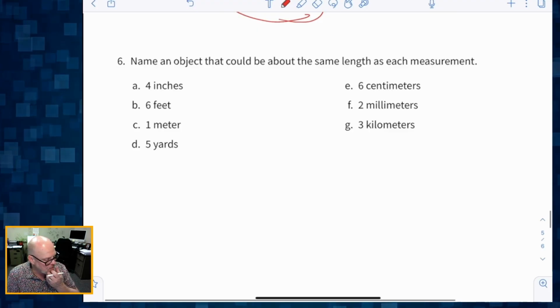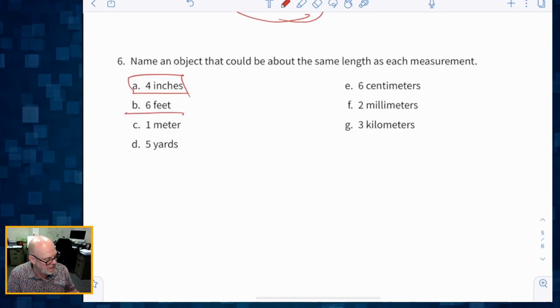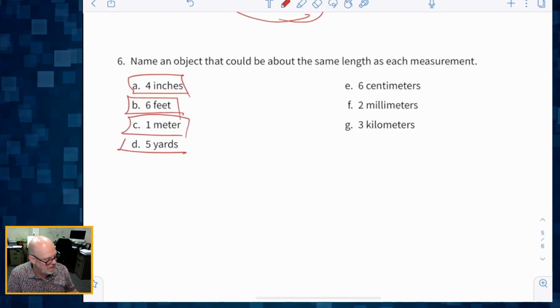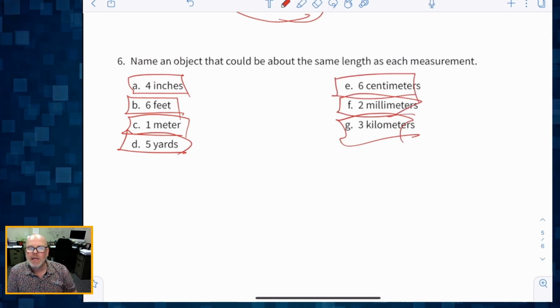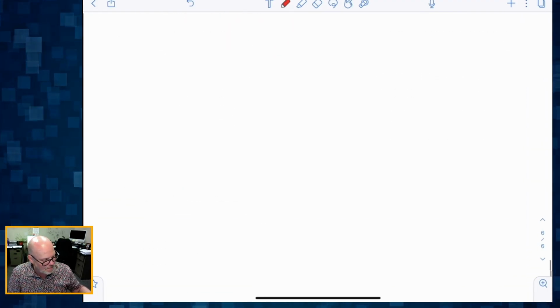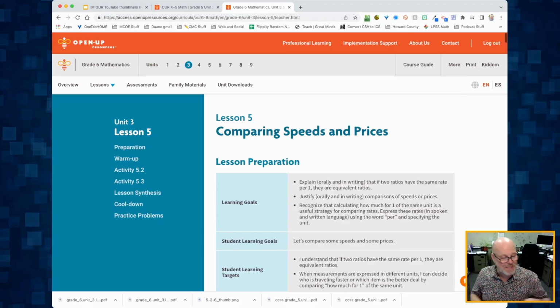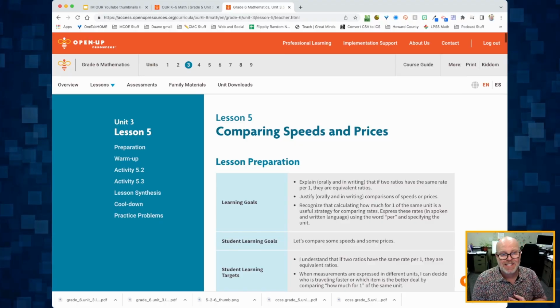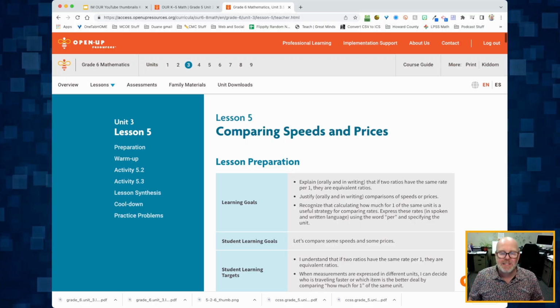Name an object that could be about the same length. So identify things that are about each of these lengths. I'm going to just let you play with that, parents and teachers, because this is pretty straightforward. And that wraps up, my goodness, that was a quickie. Not really. That wraps up grade 6, unit 3, lesson 5, comparing speeds.